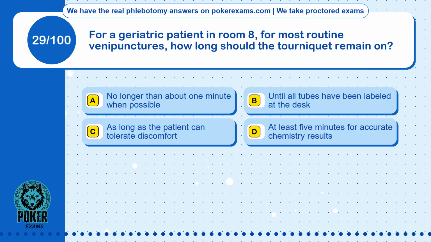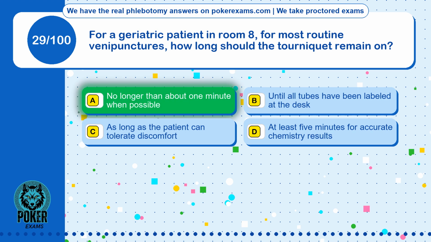Question 29. For a geriatric patient in room 8, for most routine venipunctures, how long should the tourniquet remain on? Option A. No longer than about 1 minute when possible. Option B. Until all tubes have been labeled at the desk. Option C. As long as the patient can tolerate discomfort. Option D. At least 5 minutes for accurate chemistry results.